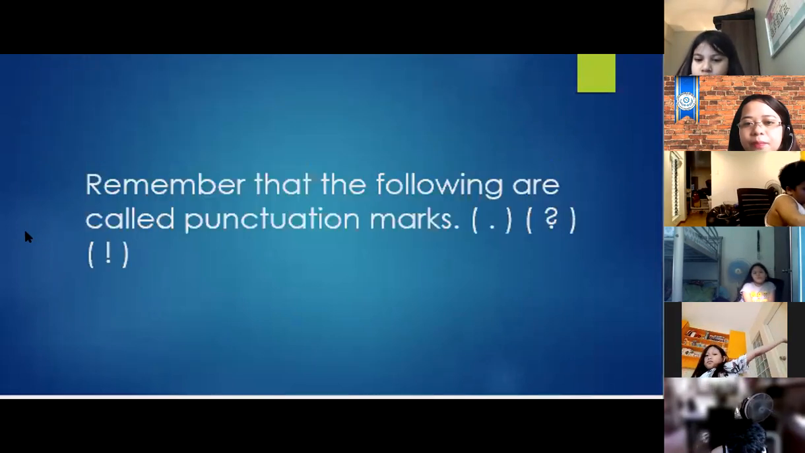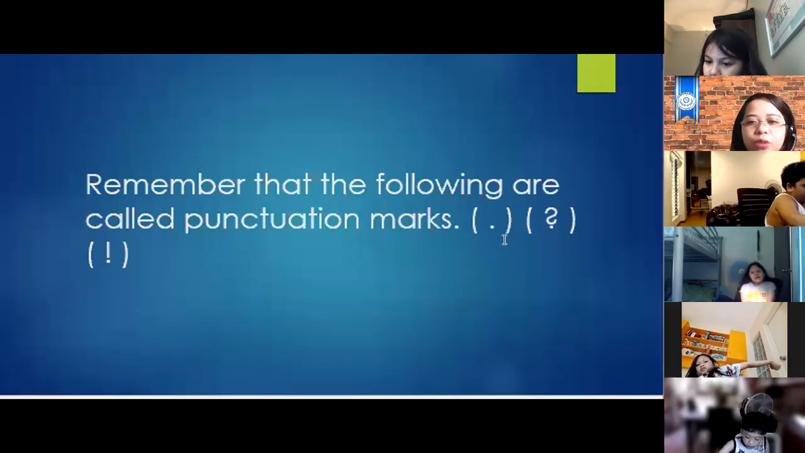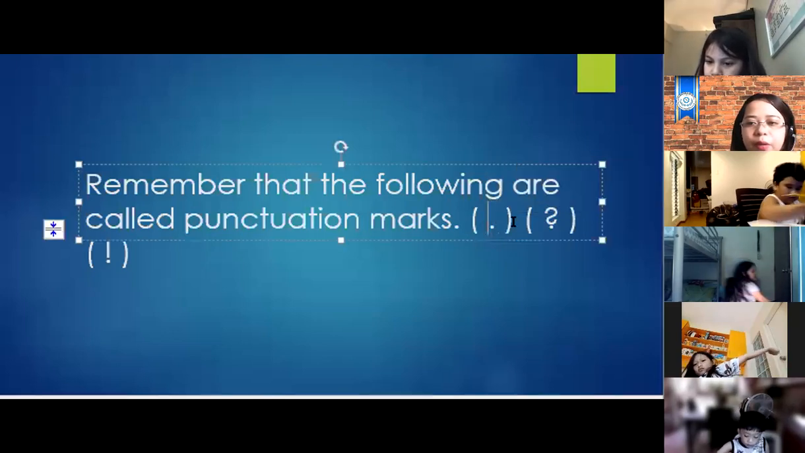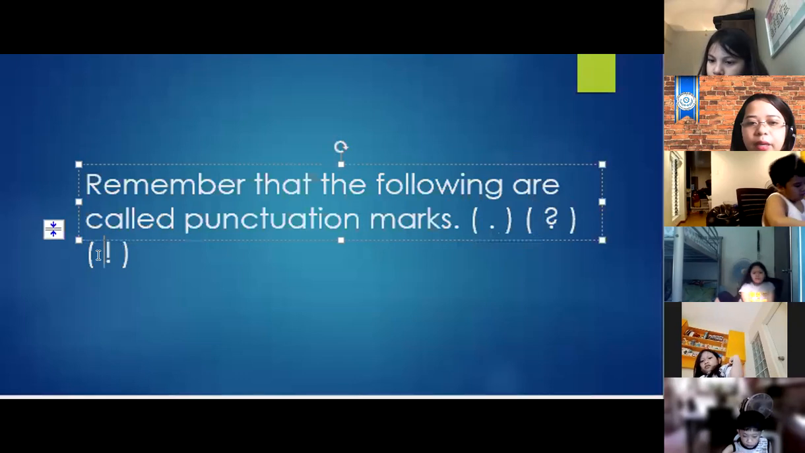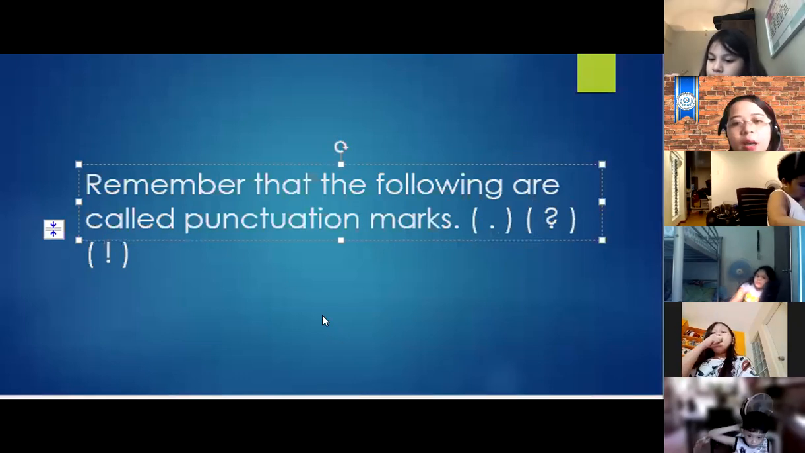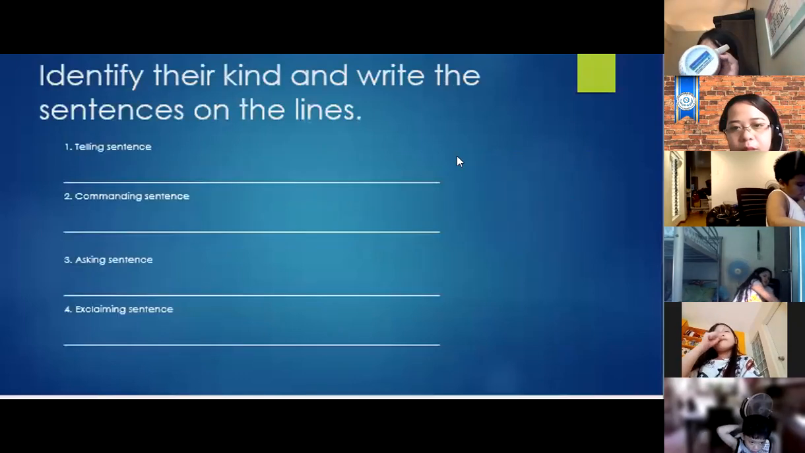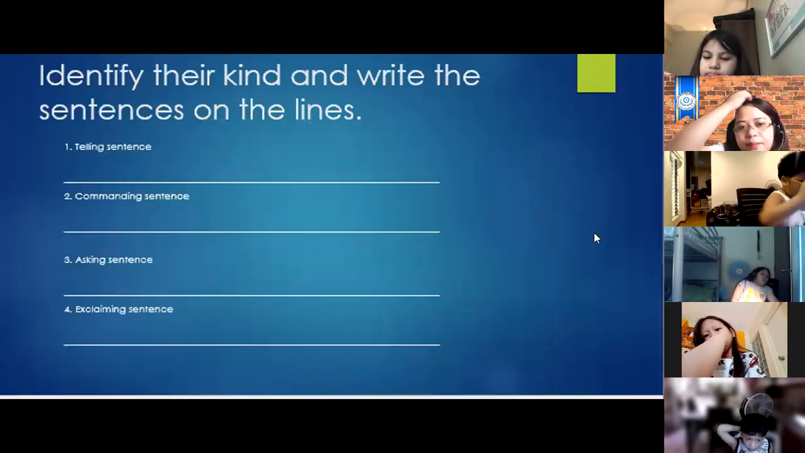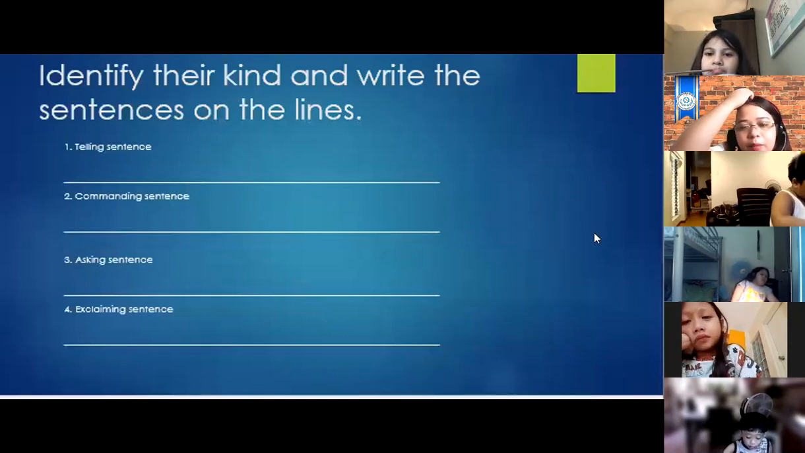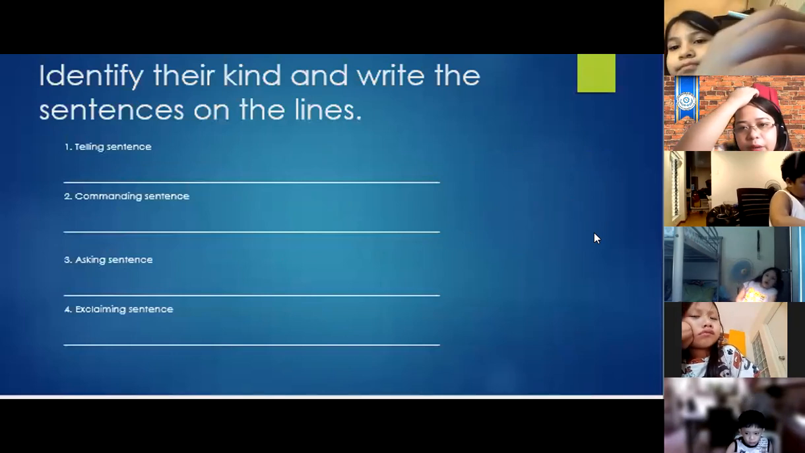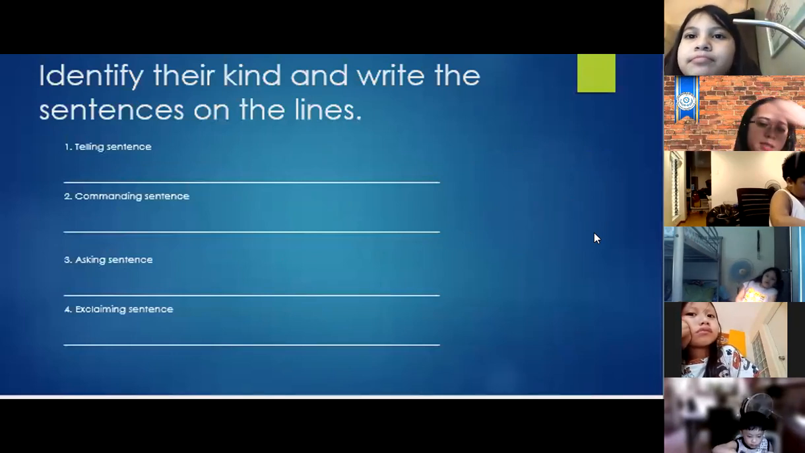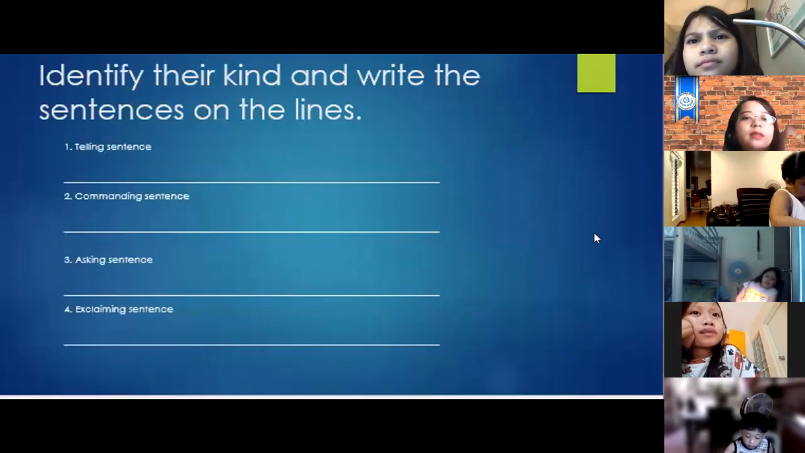See another one. So remember that the following are called punctuation marks. You have the period, the question mark, and the exclamation mark. Now let's practice. This time, I want you to identify their kind and write the sentences on the lines.